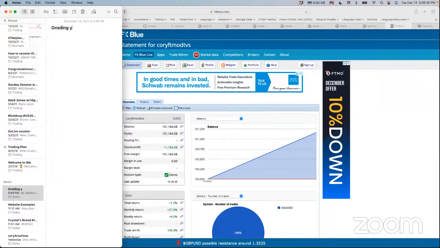So if we're looking at grading your setup, there's a couple of things that I like to look at when I'm considering what's an A plus setup, a B, a C setup, and so on. Anything less than a C, I probably wouldn't trade unless I just don't care.